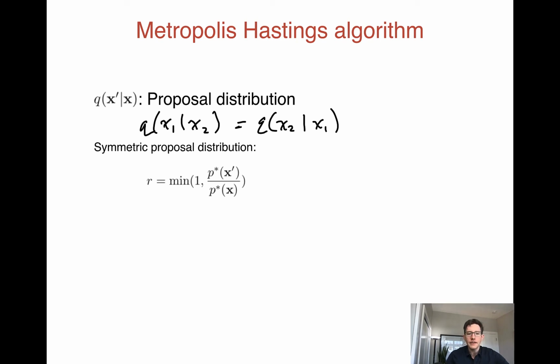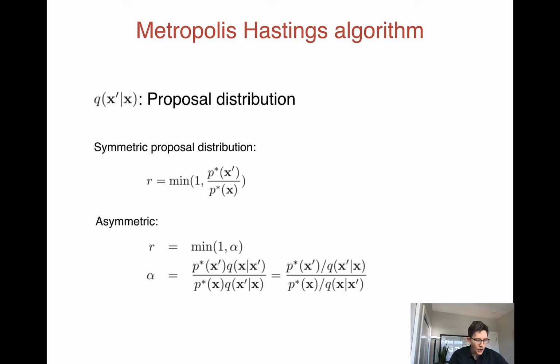Okay, I said that this is the acceptance probability for symmetric proposal distributions. What about for asymmetric proposal distributions? We're going to do exactly the same thing. We're going to calculate our accept probability as the minimum of 1 and some value alpha.